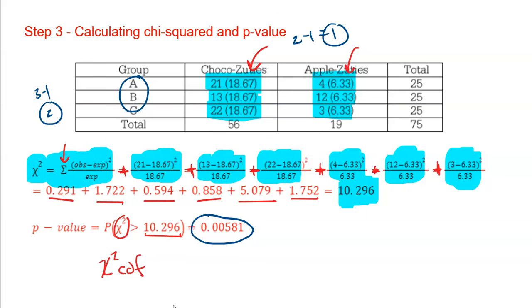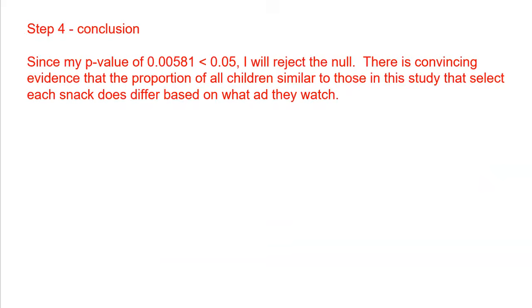That means that my observed values should not have occurred if the expectation was that the proportions are the same. So that means that we are going to reject the null here. There is statistical evidence to say that the advertisements did have an impact on which snack the kids choose.